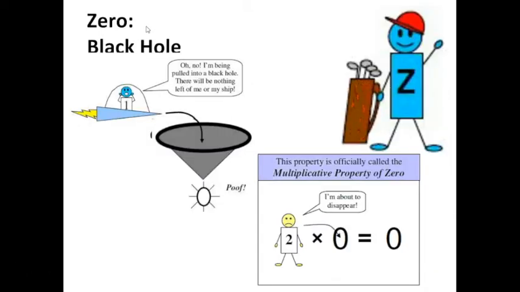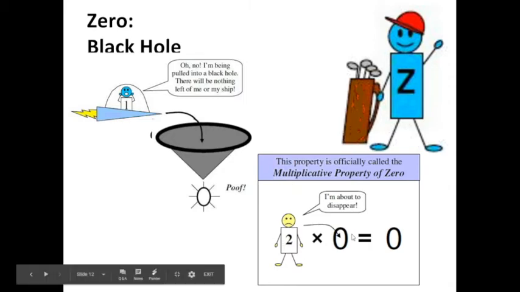Then zero. Zero is like a black hole. This caddy is very sad. Oh no, I'm being pulled into a black hole. There will be nothing left of me or my ship. It's officially called the multiplicative property of zero, and it's what happens when you multiply anything by zero. You get zero. He looks pretty happy for how destructive he is.